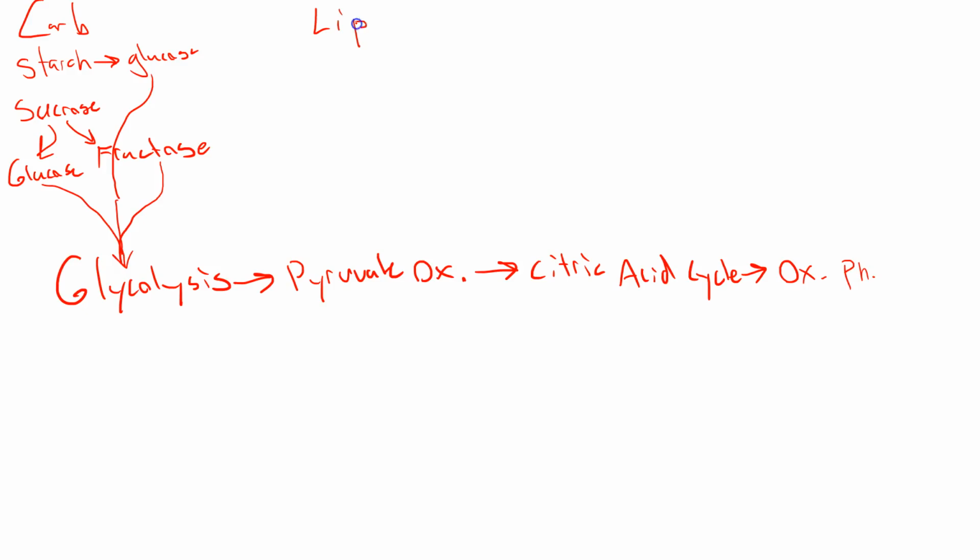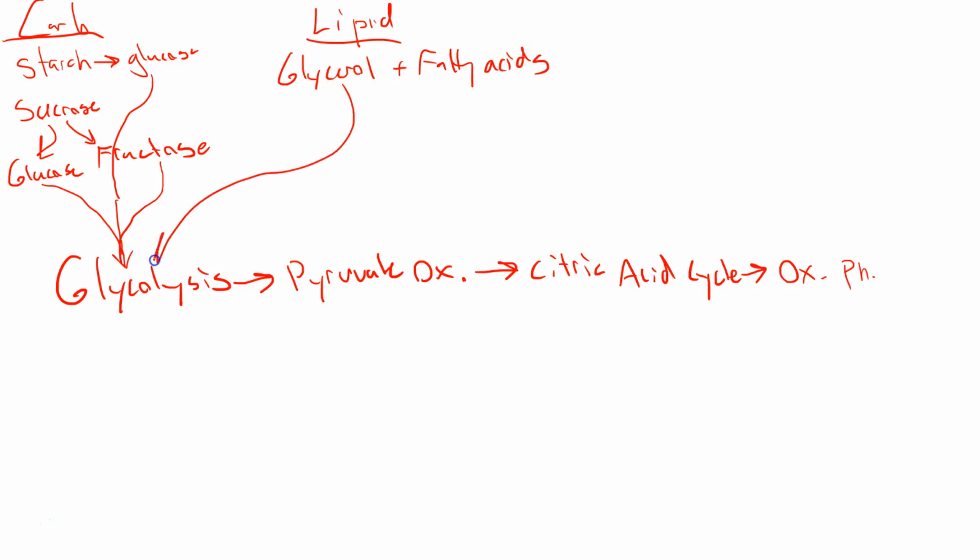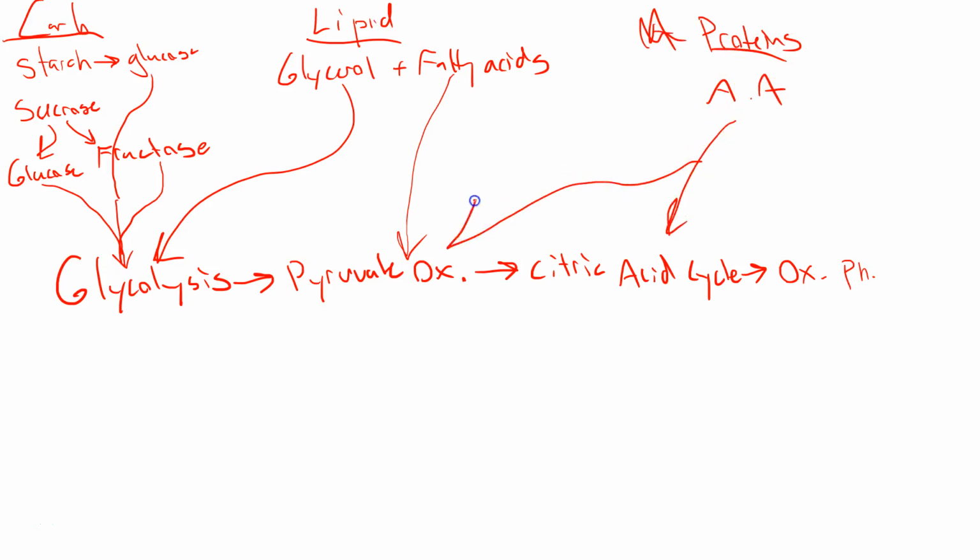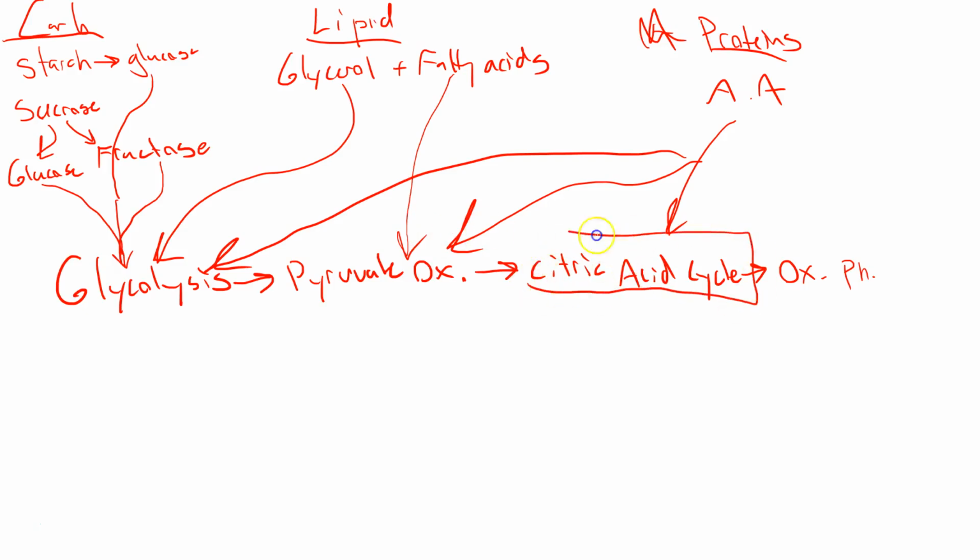And then remember the lipids, we had 2 molecules, glycerol and fatty acids. Glycerol undergoes glycolysis. Fatty acids get converted to acetyl-CoA, and they go in here. And then the proteins are made up of amino acids, and they kind of go into every different part. But most of them probably go into the citric acid cycle. All right, that's that answer.